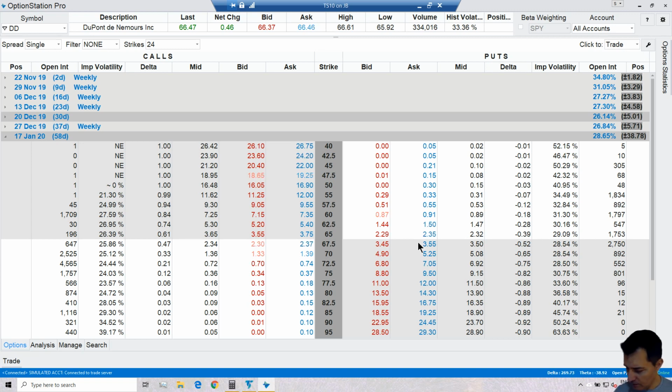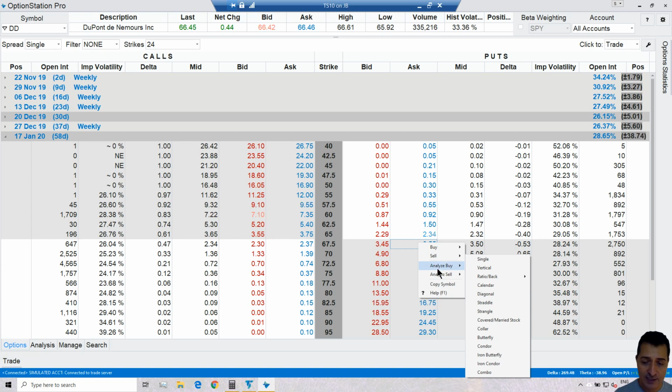And now that we've got everything in front of us, I'm going to right click to analyze and sell. Let me rephrase that, analyze and buy a vertical spread.